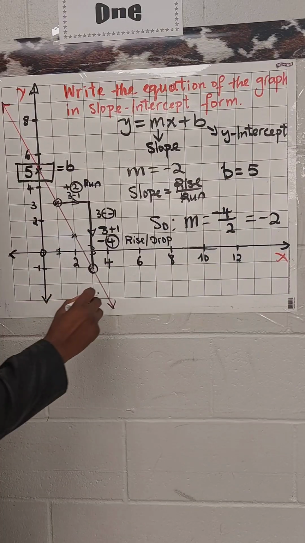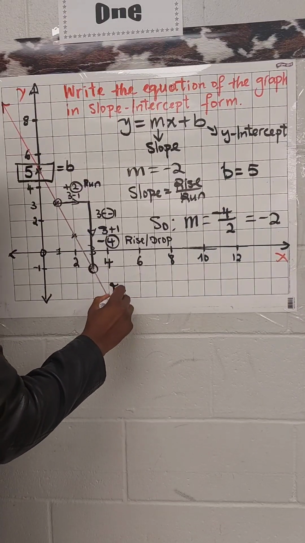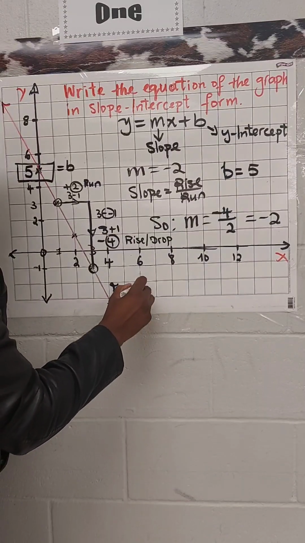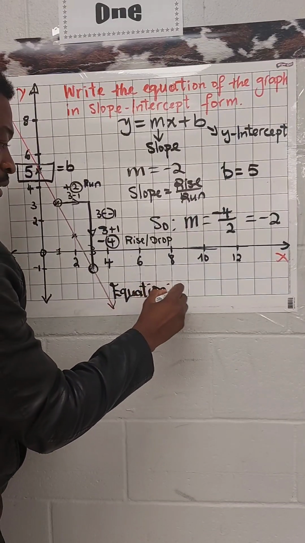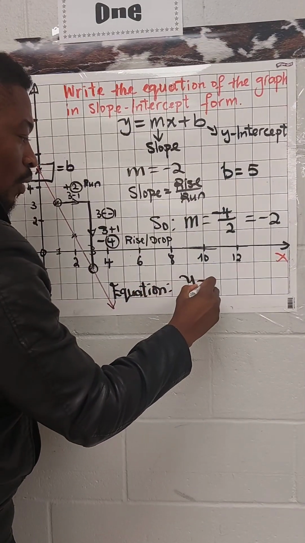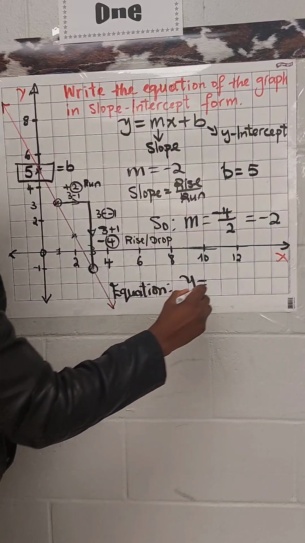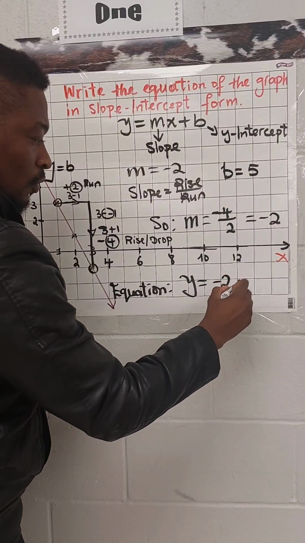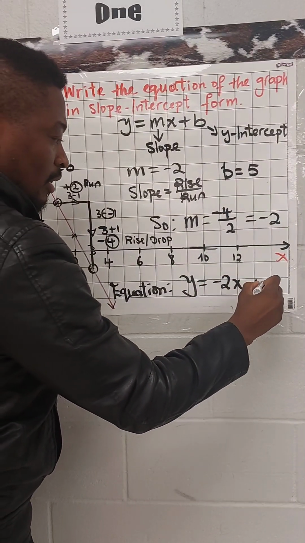So the equation will be y equals -2x plus 5.